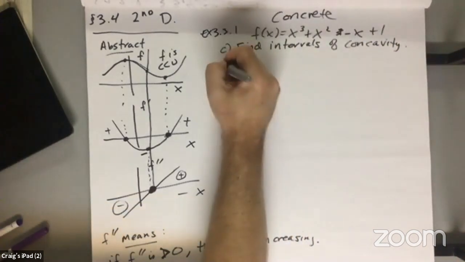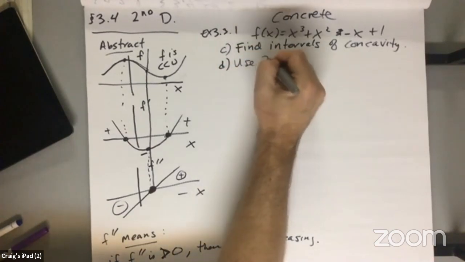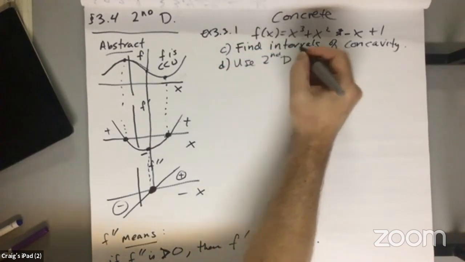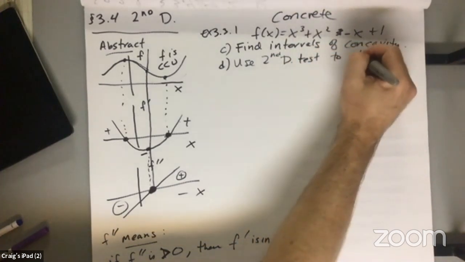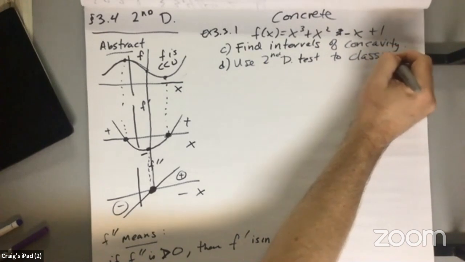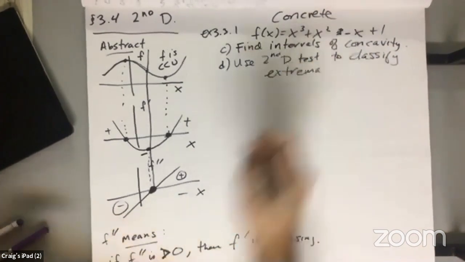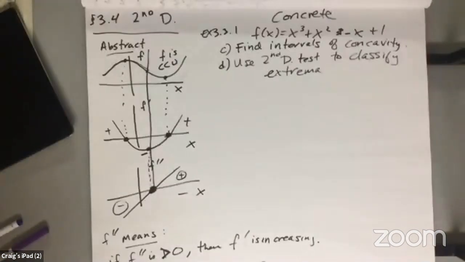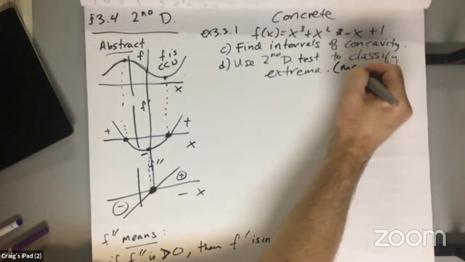And then part D, we'll use the second derivative test to classify the extrema. Okay, marker's dying. Everything's breaking. Let's see. So use the second derivative test to classify the extrema. I'm looking for the maxes and mins again.